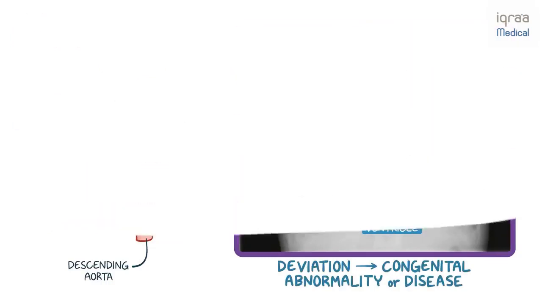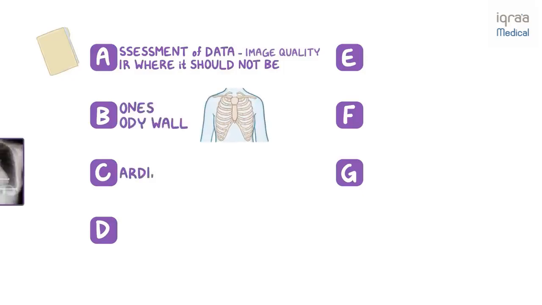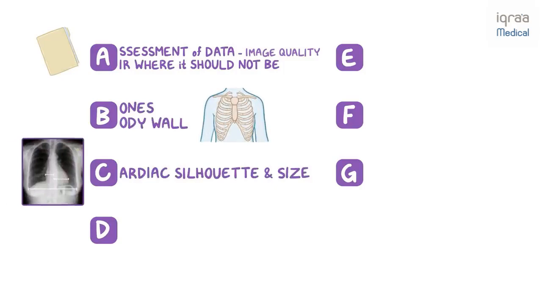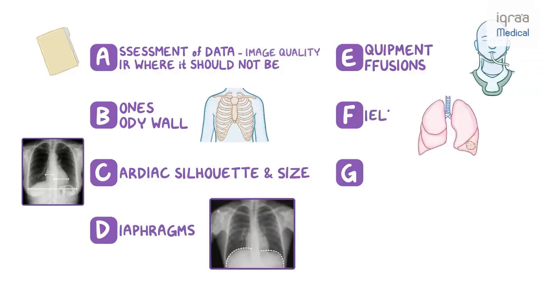Okay, to recap, using A, B, C, D, E, F, G. A is for the assessment of data and quality, as well as looking for air where it should not be. B is for bones in the body wall. C is for cardiac silhouette and size. D is for diaphragms. E is for equipment and effusions. F is for lung fields. And G is for great vessels.